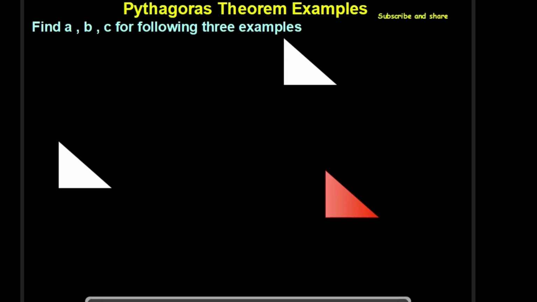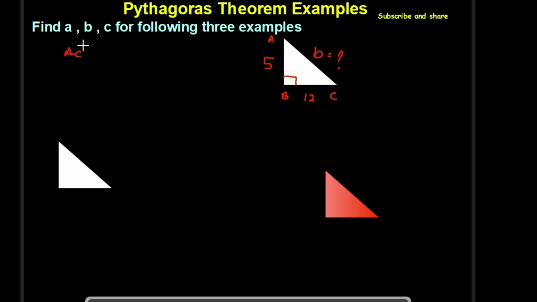Let's take an example. Suppose this is a question where we have A, B, C. I'm just writing here A, B and C. Now, it is given 5 and 12, and they are asking us to identify the value of B. What will be the value of B? In this case, this is 90 degrees. So B is the hypotenuse. Opposite to 90 degrees is always the hypotenuse.